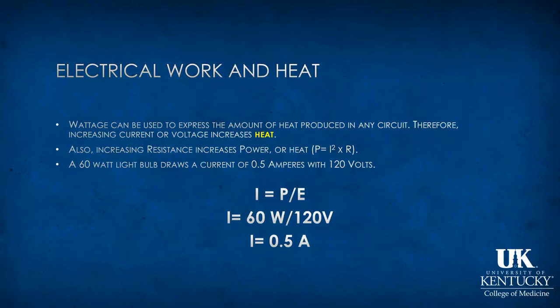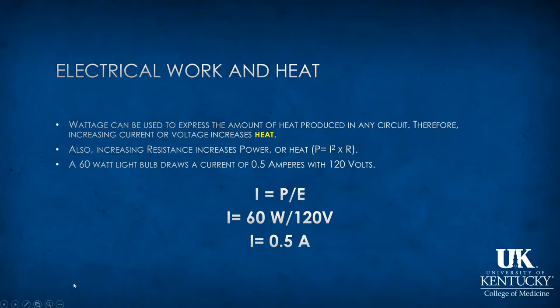Electrical work and heat. Wattage can be used to express the amount of heat produced in any circuit. Therefore, increasing current or voltage increases heat. Also, increasing the resistance increases power or heat. To bring an everyday example into play, a 60-watt light bulb draws a current of 1/2 ampere at 120 volts.